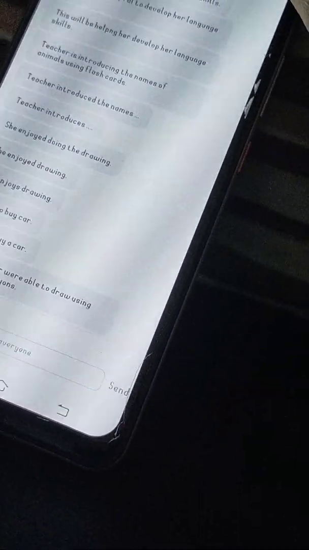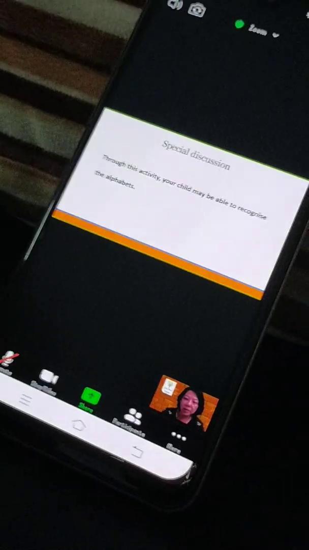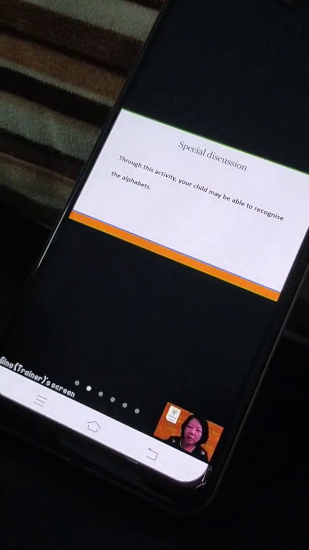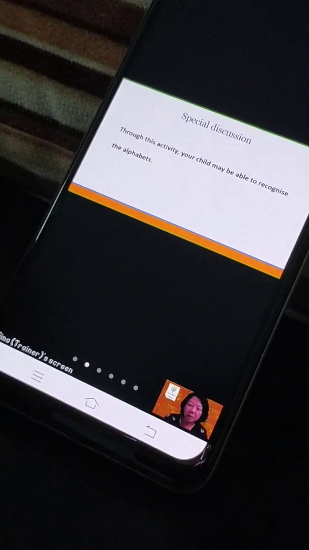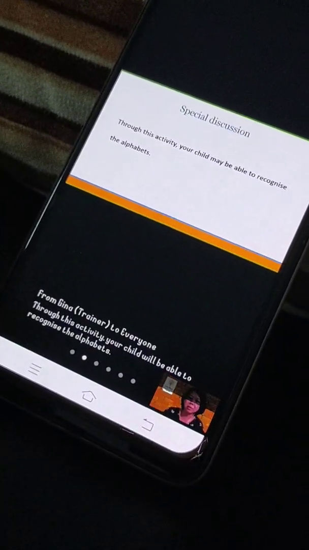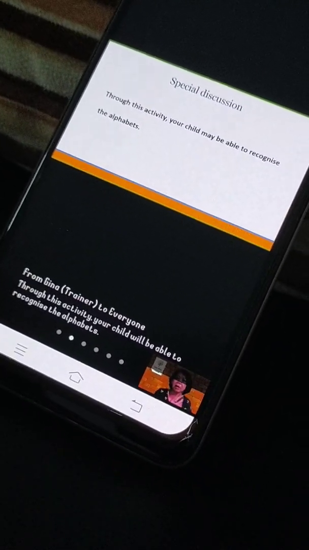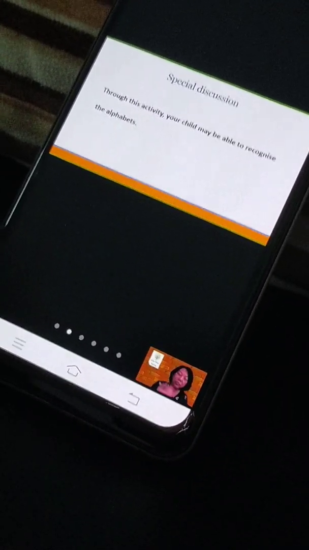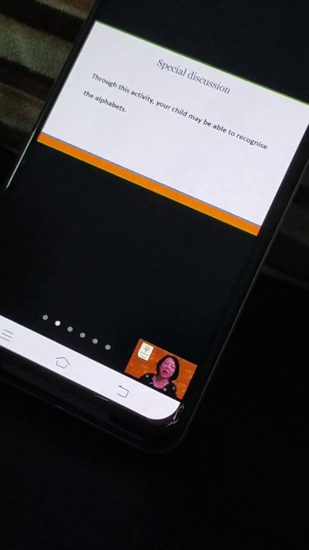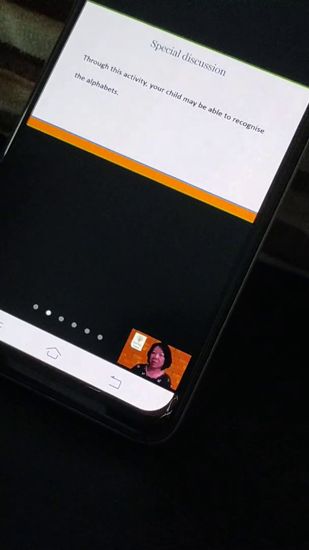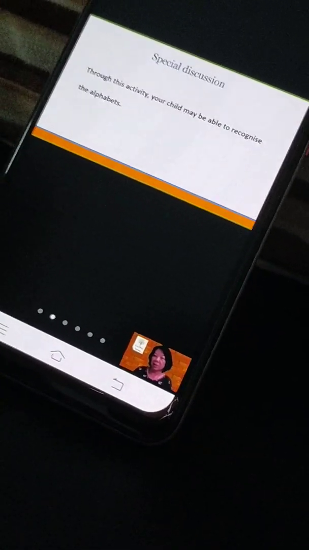Through this activity, your child will be able to recognize the alphabet. So we're talking about the future, or this activity helps your child to recognize the alphabet in the future. Another way to do this also can: through this activity, your child will recognize the alphabet.